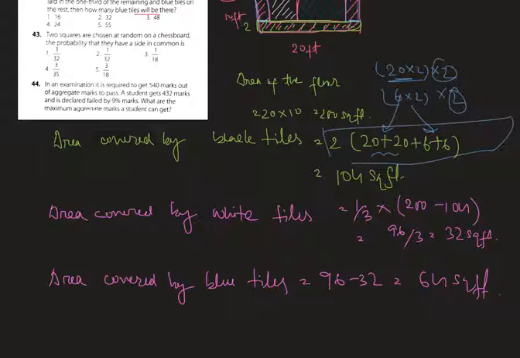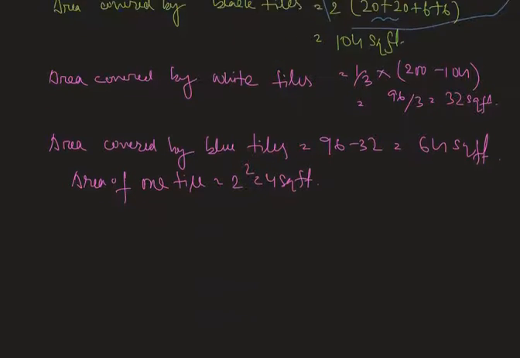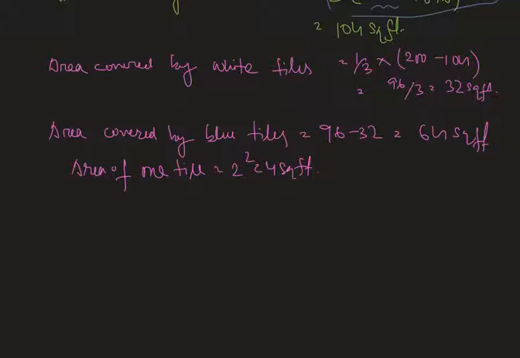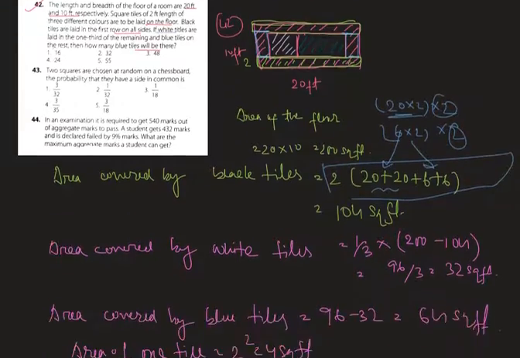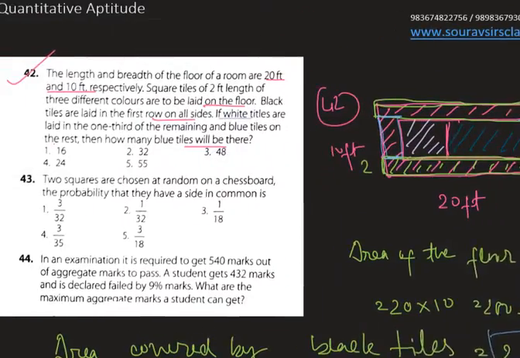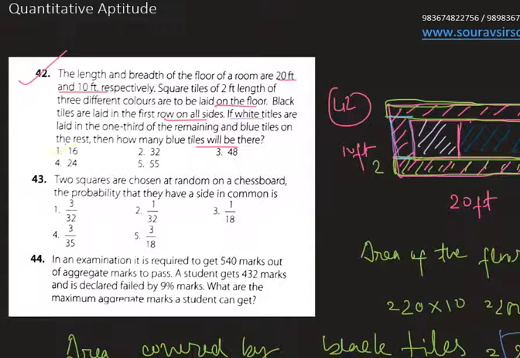Now the area of one tile is 2 squared, that is 4 square feet. Therefore the number of blue tiles is 64 divided by 4, which results in 16. Therefore our required answer is 16.